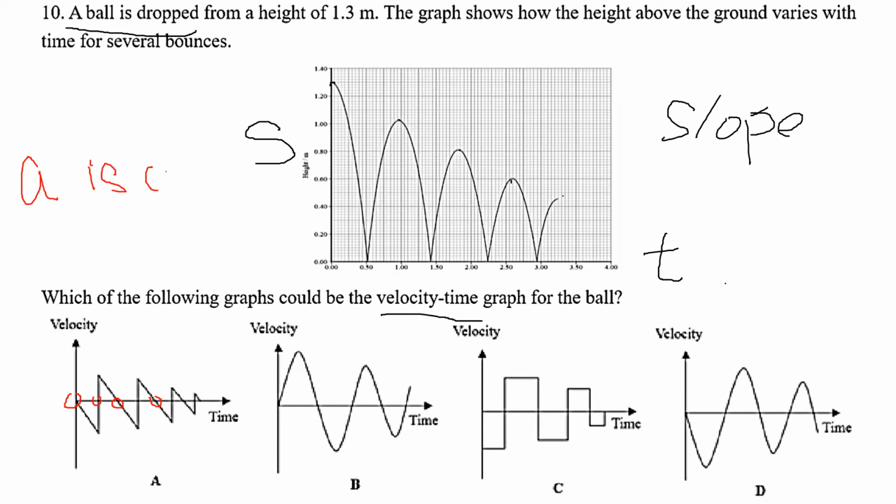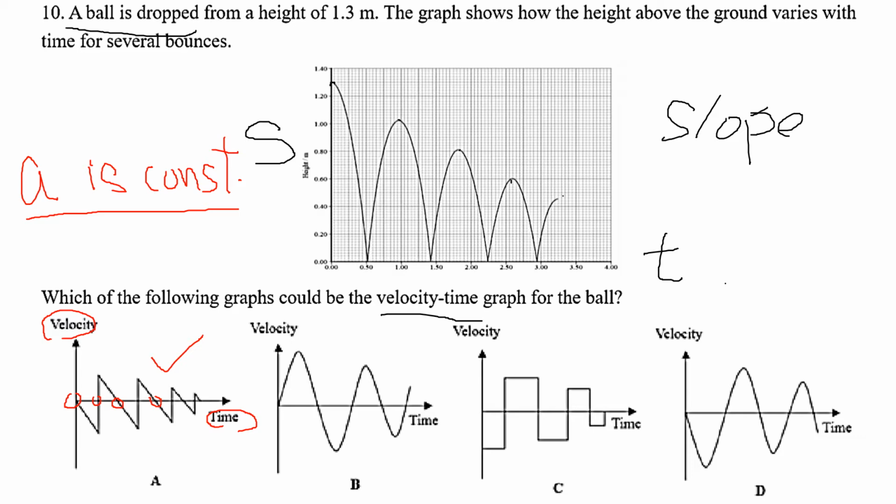Oh, it's very difficult to write here. Acceleration is a constant. So what is acceleration? Acceleration is the slope of the velocity-time graph. That means the slope of the velocity-time graph should be a constant. So only letter A fulfills this condition.